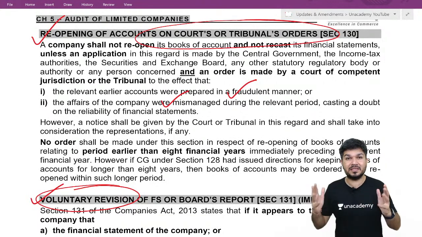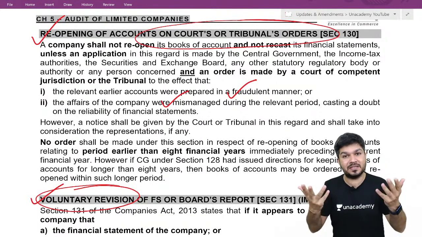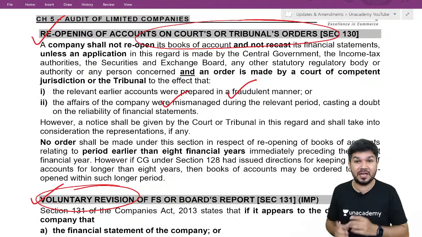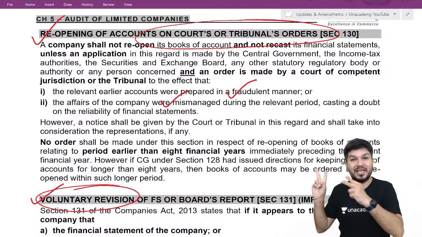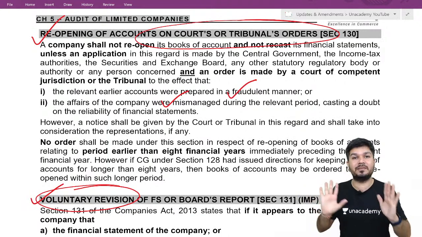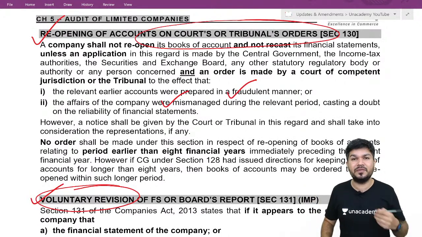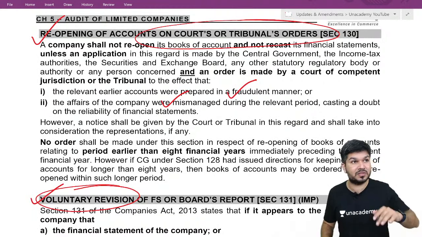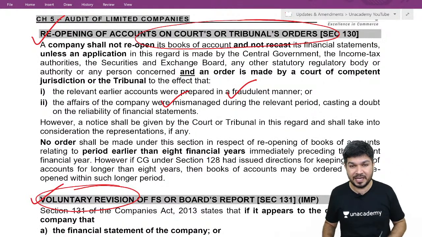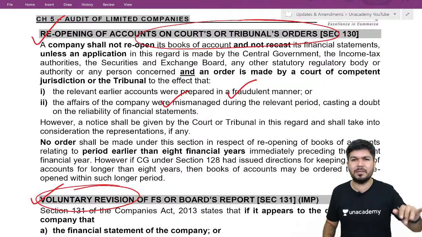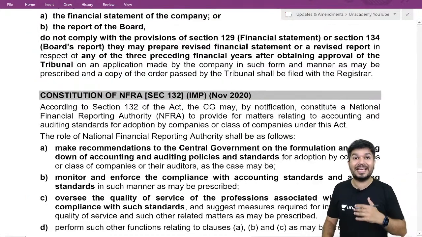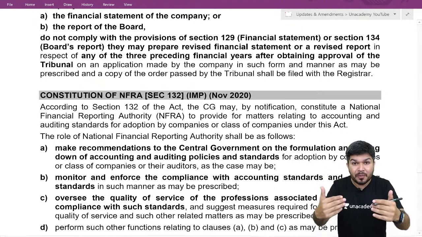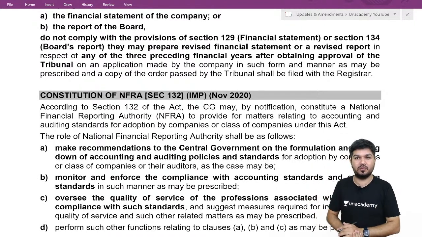But if something big is there and you want to revise the financial statement, yes, you can do it. Whenever you're revising financial statements, again it will be approved by BOD, again audited, again adopted by shareholders. If it appears to the directors that the financial statements do not comply with section 129, or the BOD report does not comply with section 134, they can apply to the tribunal. We can apply to the tribunal to allow us to revise it.